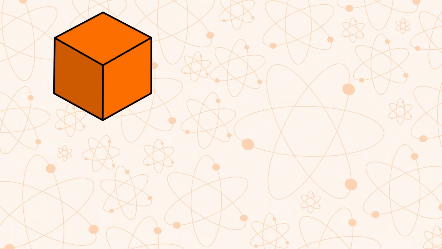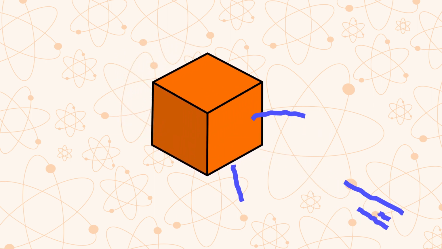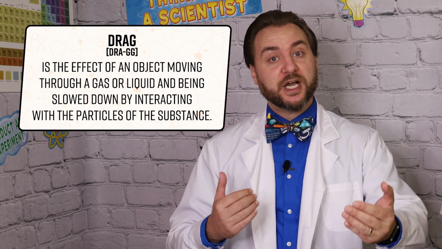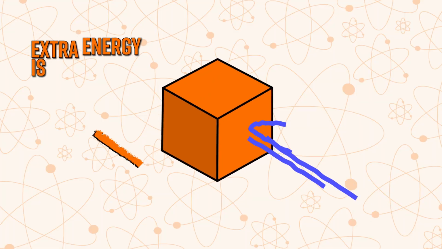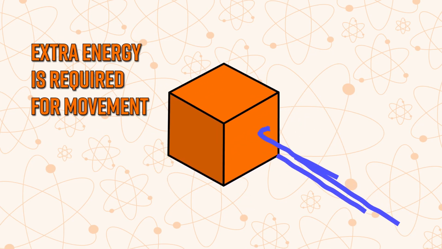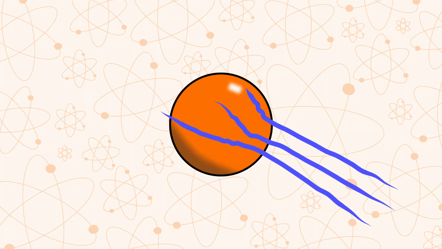Like if you had a square block and you were trying to move it directly into the wind, the block wouldn't let air flow around it very easily, meaning it's not aerodynamic. This means it's experiencing something called drag, which is kind of like the air is pushing back on it as the block tries to move forward. This means we need to put extra energy into every motion that block makes. But if this block were more rounded, like a sphere, then the air could move more easily around it.